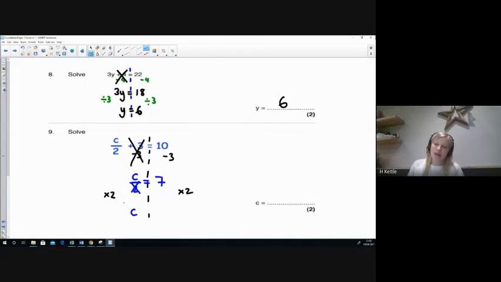But if I'm going to do that on the left-hand side, I need to do that on the right-hand side as well. So c equals 14. And that's my final answer. Let's double check. What is 14 divided by 2? Well, it's 7. Add 3 makes 10. So we know we've done it right.